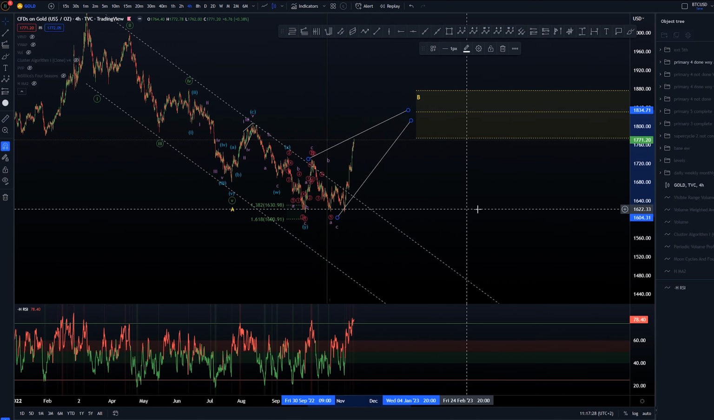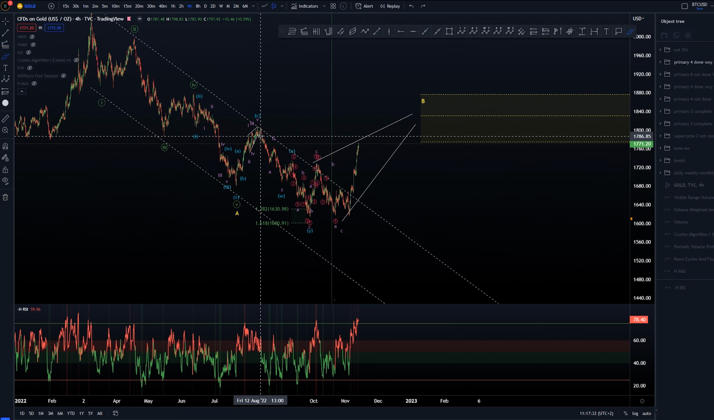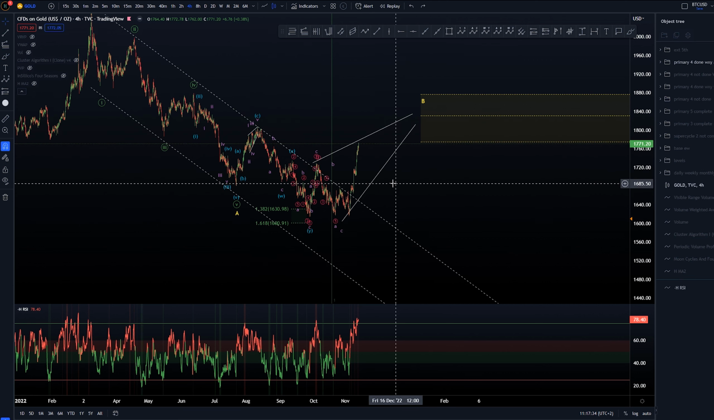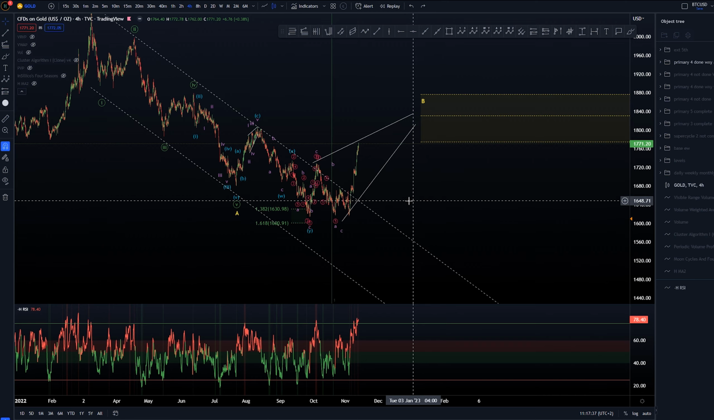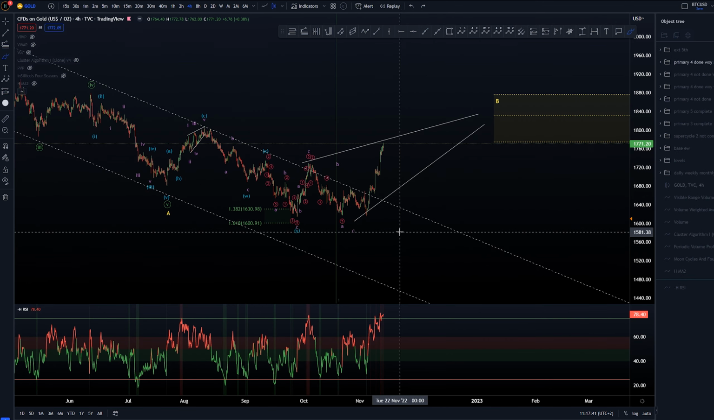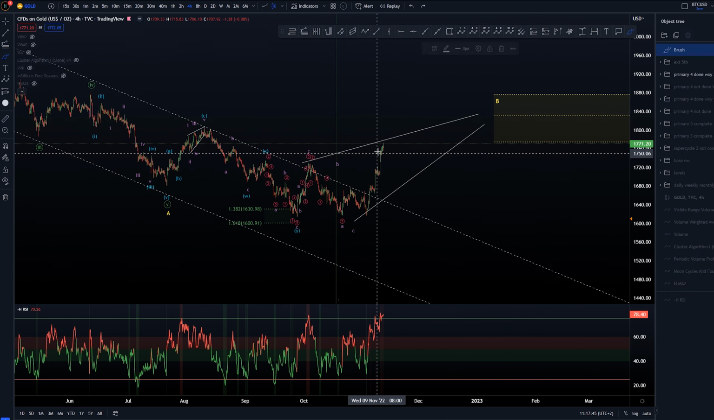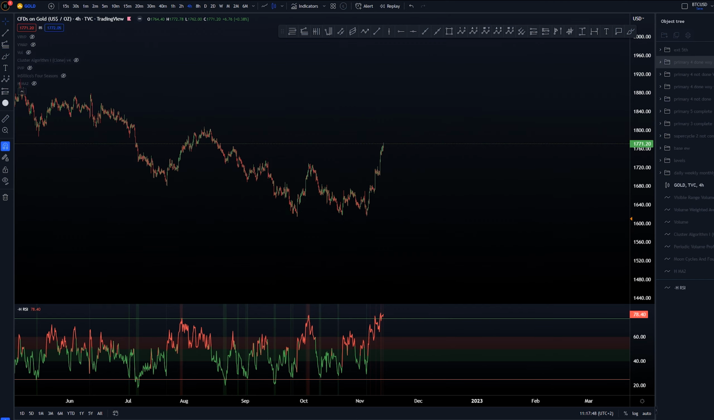Again, there are quite a few possibilities here because a lot of these can be subdivided into a 3-wave structure, and we haven't really had any of those 1.618 extensions on any of these. This structure here is feeling quite bullish. Even on a smaller time frame, we don't really have divergence except on the very last legs here.